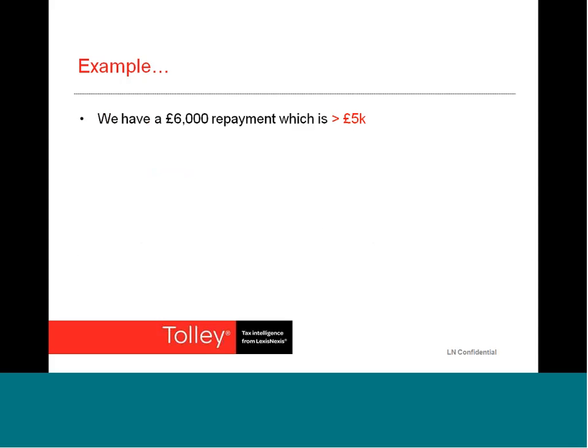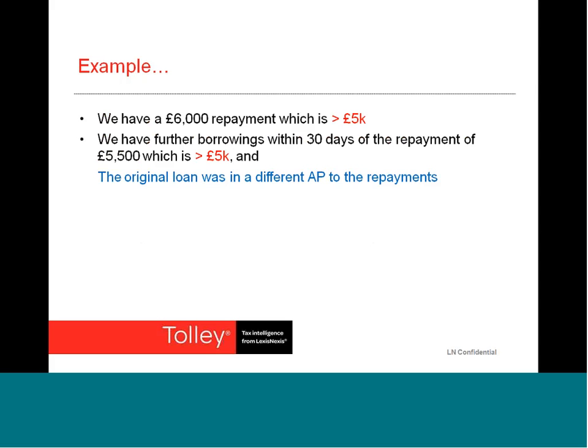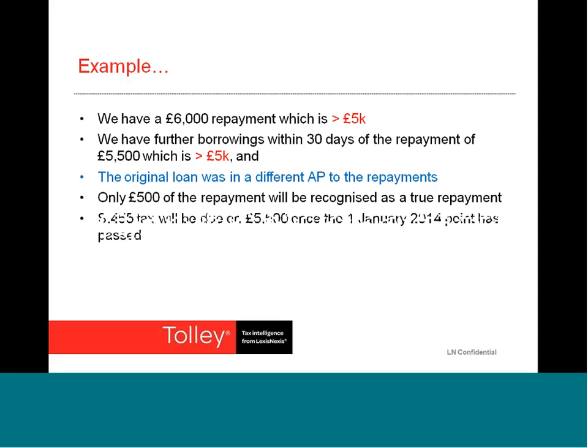So he repaid $6,000 of the loan, which is more than $5,000. But within 30 days of that repayment, he then borrows another $5,500, which again is above our 5,000 threshold. So the original loan was in a different accounting period to these repayments. What we're going to say under the new rules is we're only going to say he repaid 5,000 of that loan, not the 6,000, because he then went and reborrowed 5,500 from the company. So only 5,000 of that loan repayment will be recognised.